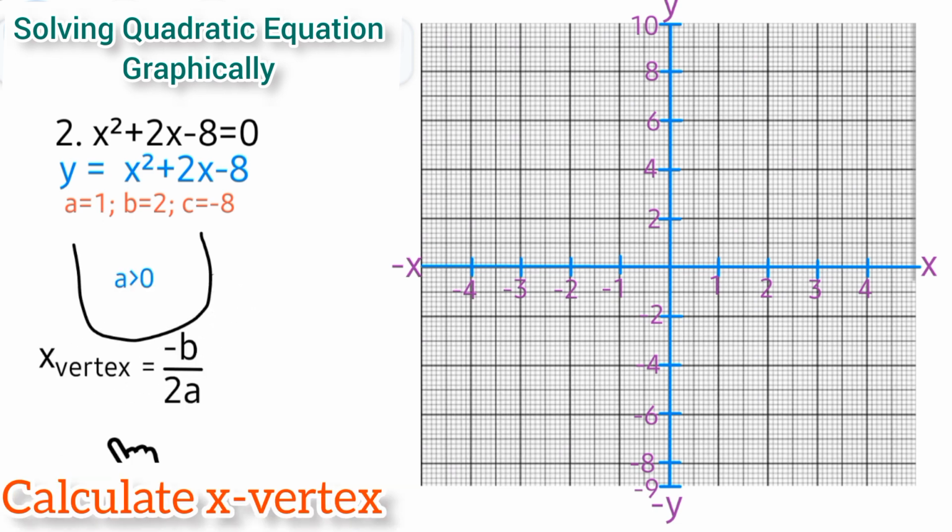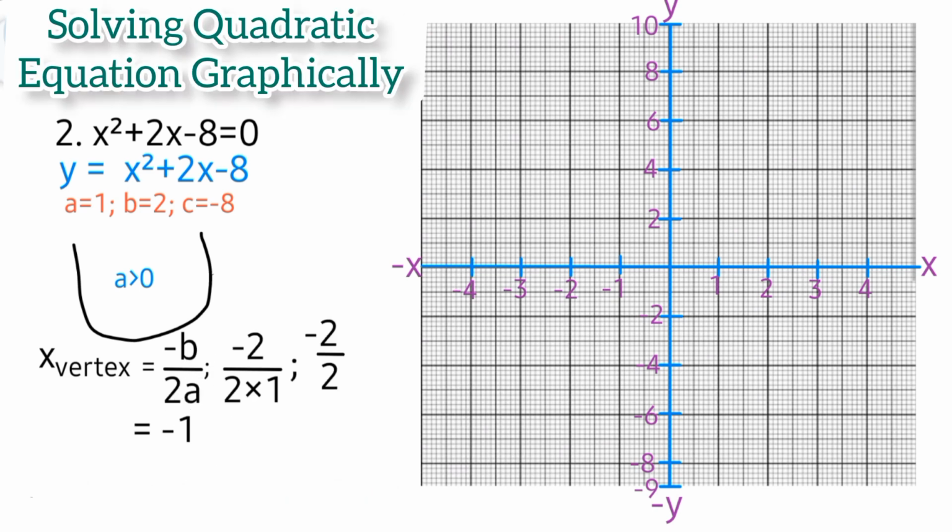Now let's calculate our x vertex with our formula, minus b over 2a. So we have minus, our b value is 2, over 2 times a. Our a value is 1. So we have minus 2 divided by 2 times 1. Minus 2 divided by 2 gives minus 1. So the x vertex is minus 1.